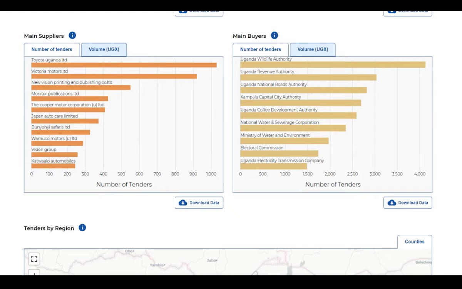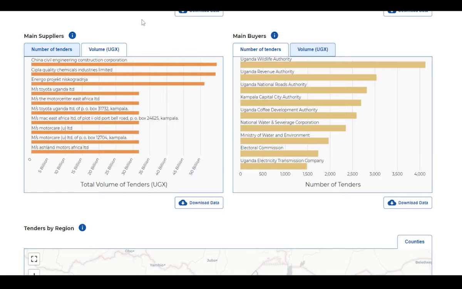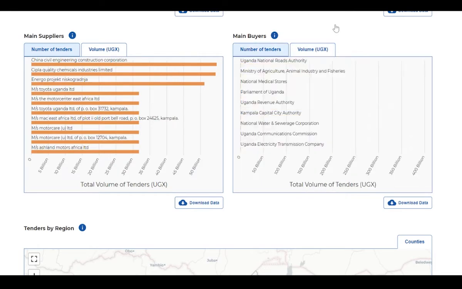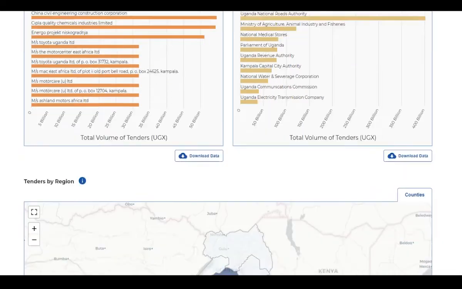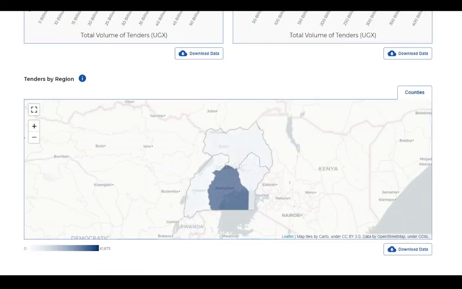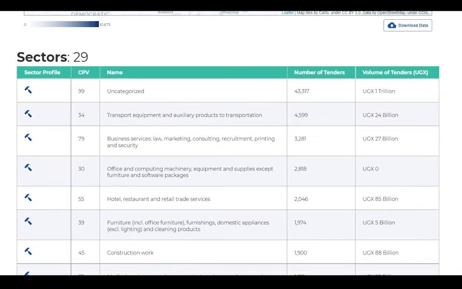Scrolling down a little more, you can see the main suppliers and the main buyers, based on the number of tenders and volume of contracts let or won. You can see who spends the most in terms of volume of spending, and also the regional distribution of spending. At the bottom, you can select a particular sector and see the same market analysis just for that sector. You can also see the risk indicators associated with each individual tender.